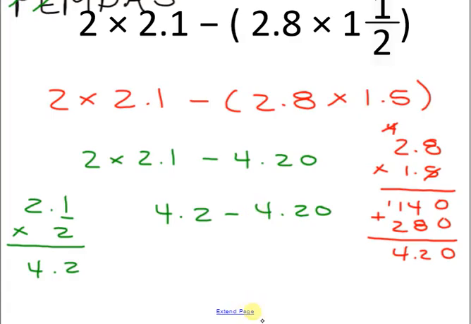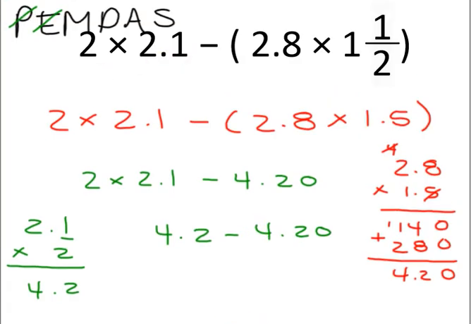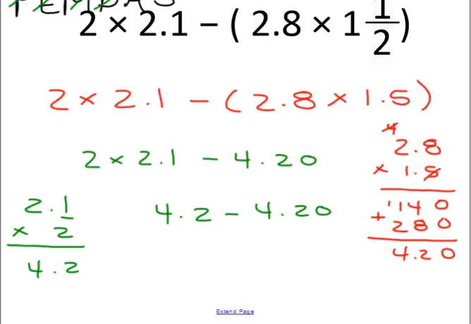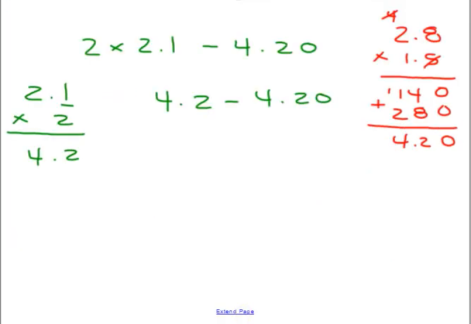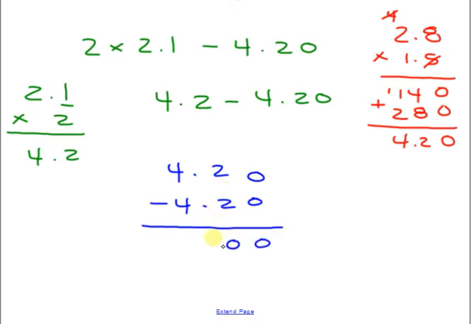4.20. That looks interesting. So I took care of my multiplication division. I just have subtraction left. So I have 4.2 minus 4.20, add my 0 as a placeholder. And it looks like I'm going to end up with 0. 0 minus 0 is 0. 2 minus 2 is 0. Bring down my decimal. 4 minus 4 is 0. So my answer is 0.